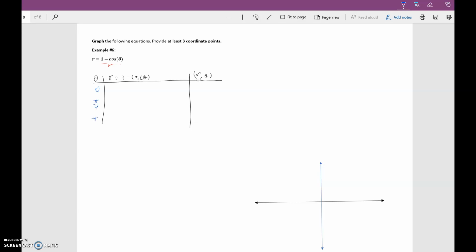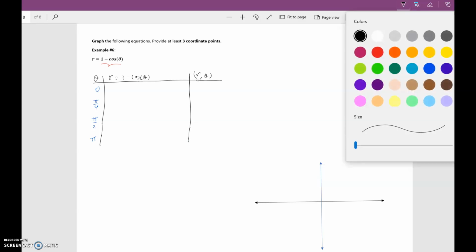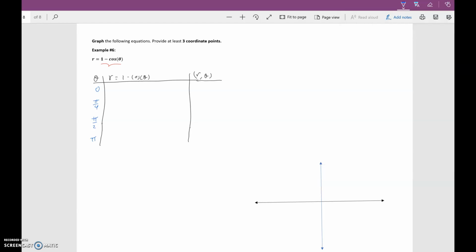We could do pi over 2, and then we can stop at pi. If you remember what these look like, I would still like for you to plug in a couple of coordinate points. It's very easy to mess these up just because of the minus. You could put them in the fourth quadrant instead of the second quadrant or something like that. So please plug all of these in.